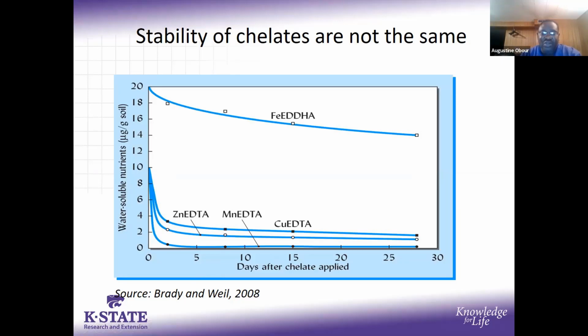It's breaking down. So the concentrations of these micronutrients in solution in the chelated form is very low. However, if you look at iron EDDHA, on day 0 it is very high. Even by day 20 or 25, there's still a lot of it in solution, showing that these forms of iron chelate are fairly stable under high pH conditions.